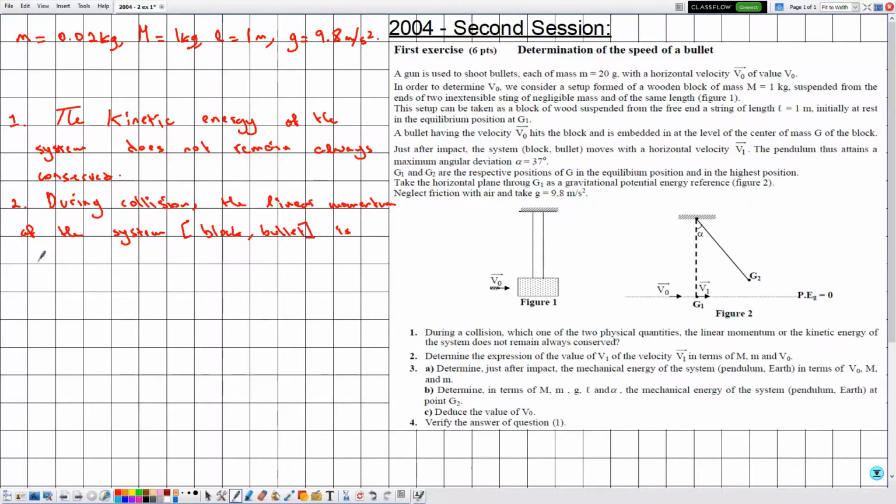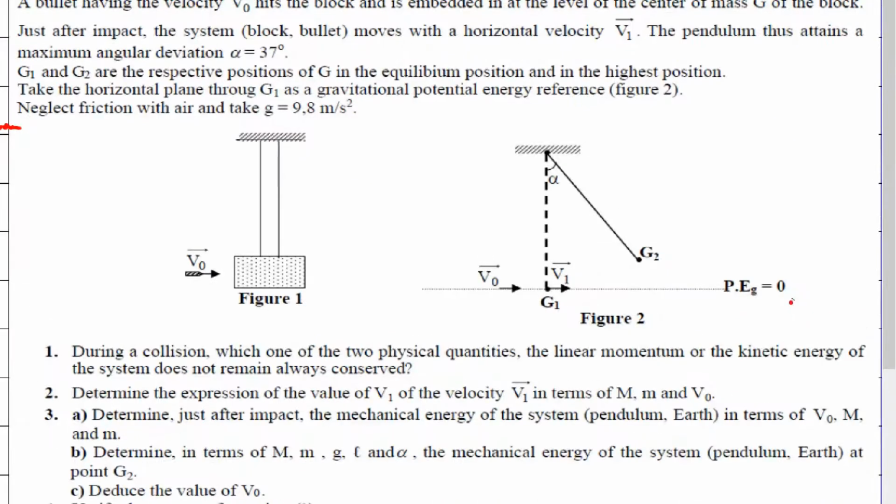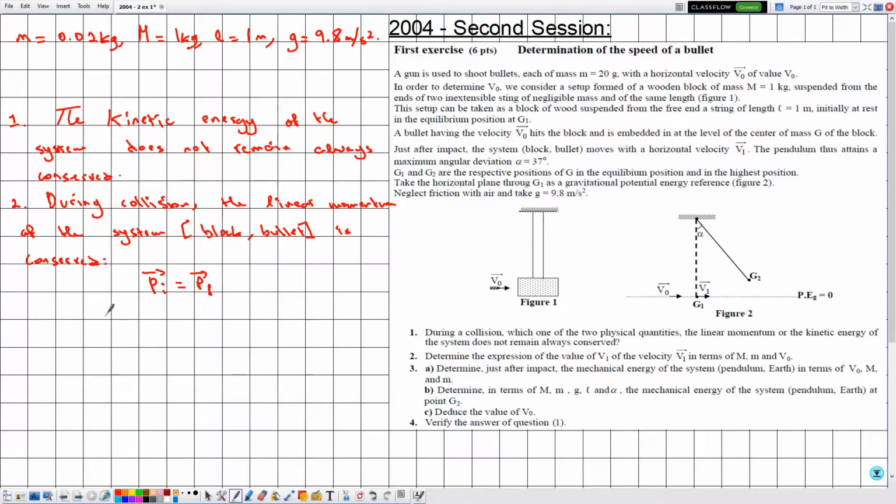Is conserved. Now let me write down the vector relation that dictates this condition, which is given by P initial is equal to P final. Now initially the bullet is moving and its speed carries the label 0, so this is P0, which is the linear momentum of the bullet.